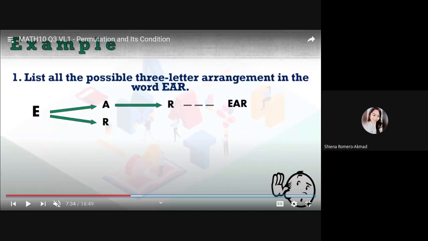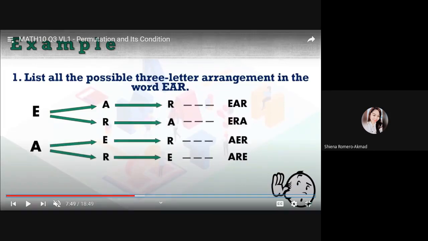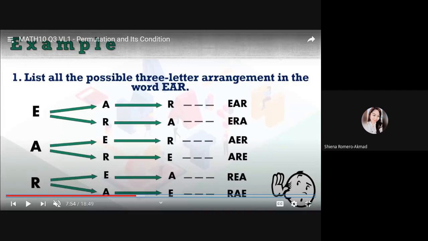So pag nagsimula ako sa E, pwedeng yung kasunod ay letter A or R. At kapag napili ko naman yung A, ang last letter na pwede kong gamitin ay R. If I choose E for the first and R for the second, then the last letter would be letter A. And it gives me two different arrangements. The first arrangement is EAR, and the second arrangement is ERA. Then if I do the same with letter A, I'll have AER and ARE. Then starting with R, I'll have REA and RAE.